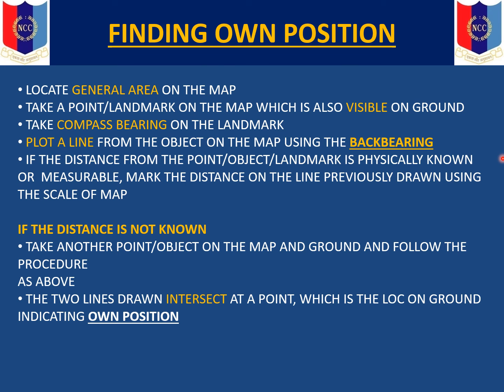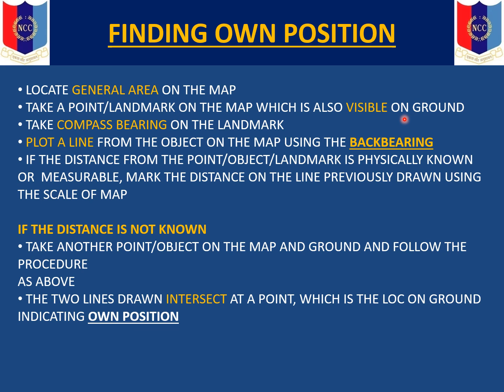The next step is to find your own position on the map. On the physical ground, wherever you are, you know the place, but where is that place on a topo sheet is to be found out using this set of rules which we'll be discussing now. The first step is to locate the general area on the map. Take a point or a landmark which is visible on the ground and is also depicted on the map.